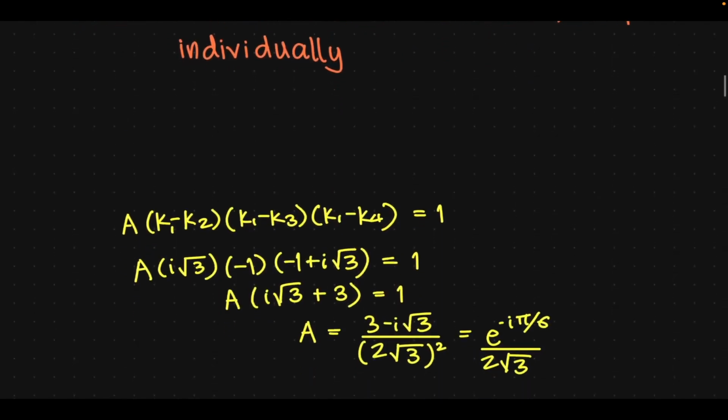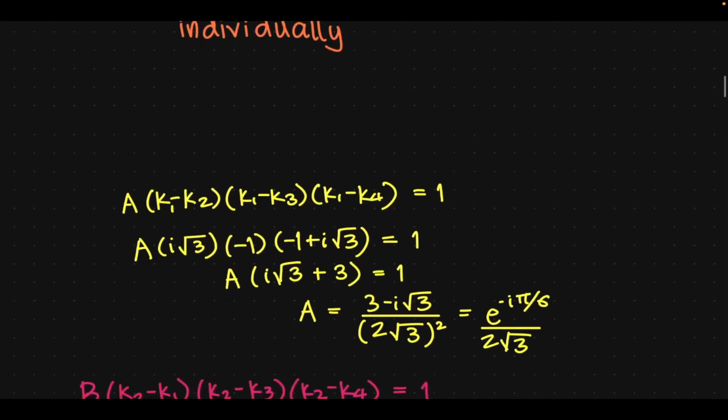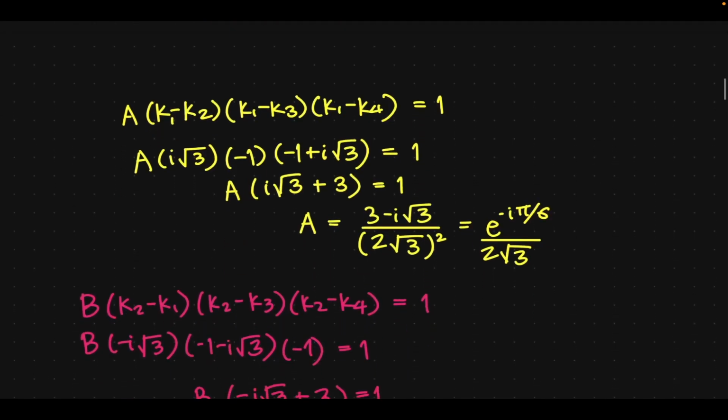So for the first equation, I have a times (k1 minus k2)(k1 minus k3)(k1 minus k4) equals 1. So we can do the algebra because we know what these k1, k2, k3, k4 are. Plug them in and we get a equals, simplify to, e to the minus i pi over 6 over 2 square root 3.